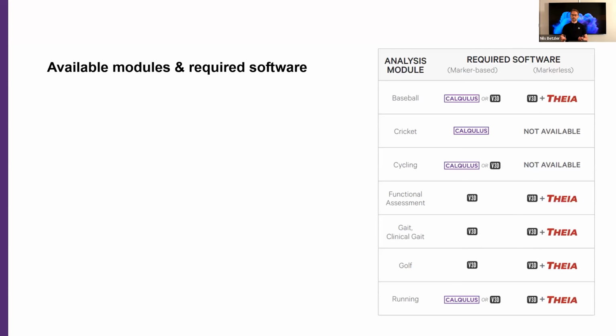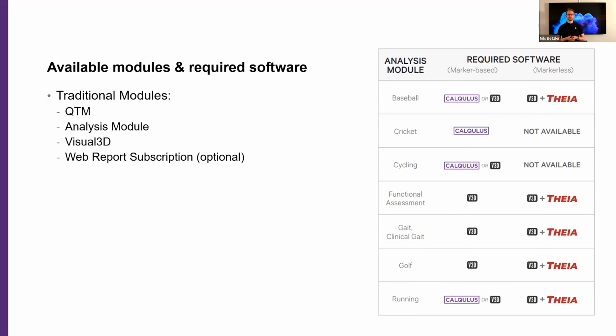So when we compare what sort of licenses and software you need, for the traditional modules, you need QTM, you need the analysis module. So it could be gait, running, cycling, baseball, functional assessment. And on top of that, Visual 3D for the biomechanical processing locally on your computer. And in the future, also a web report subscription if you want to use online reports. It's not mandatory to use online reports, so you could also skip the web report subscription and simply create local Visual 3D reports only. But if you want to benefit from the features of the web platform, we're introducing a subscription for that, which we'll talk about more in a minute.